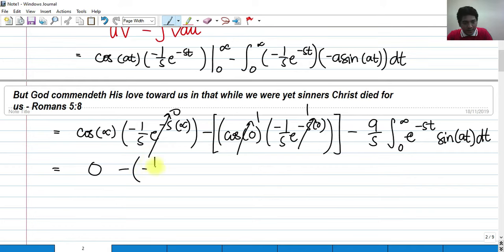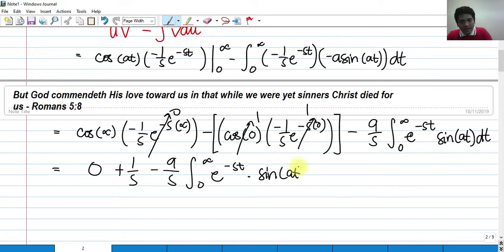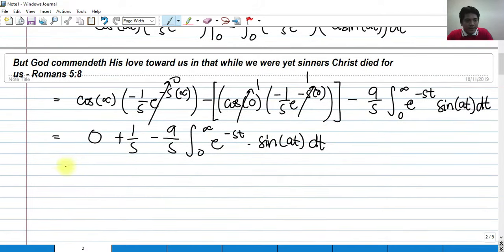So we have negative 1 over s here. If we distribute the negative sign, this becomes positive. So we have plus 1 over s here, minus a over s integral from 0 to infinity of e raised to negative st multiplied by sine of at dt. Let me just rewrite this.